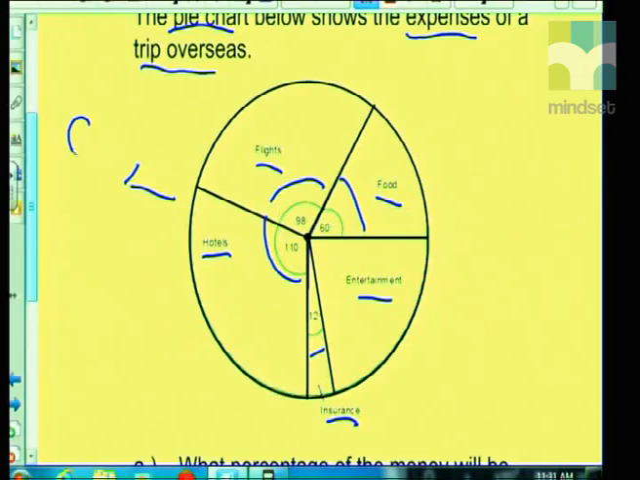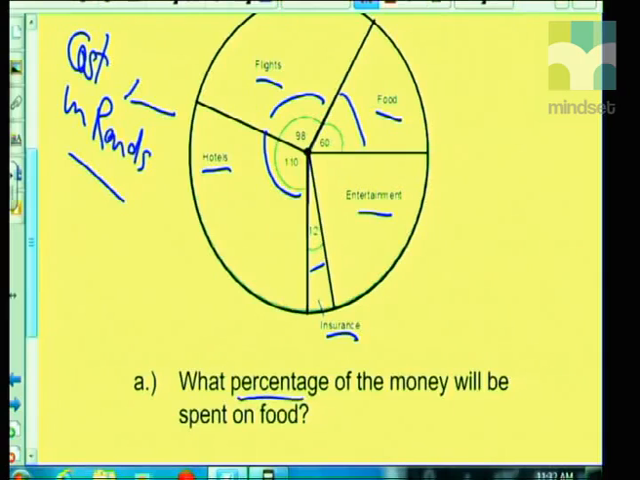Now, you will notice that none of this tells us about the actual cost in rands. Doesn't say anything. It's just giving us a picture of what's the most expensive and what's the least expensive. Let's go and have a look at the questions now. And the first question is, what percentage of the money will be spent on food? So food is in this bracket here, and we've got to work out the percentage of the whole lot that's spent on food, percentage of food.